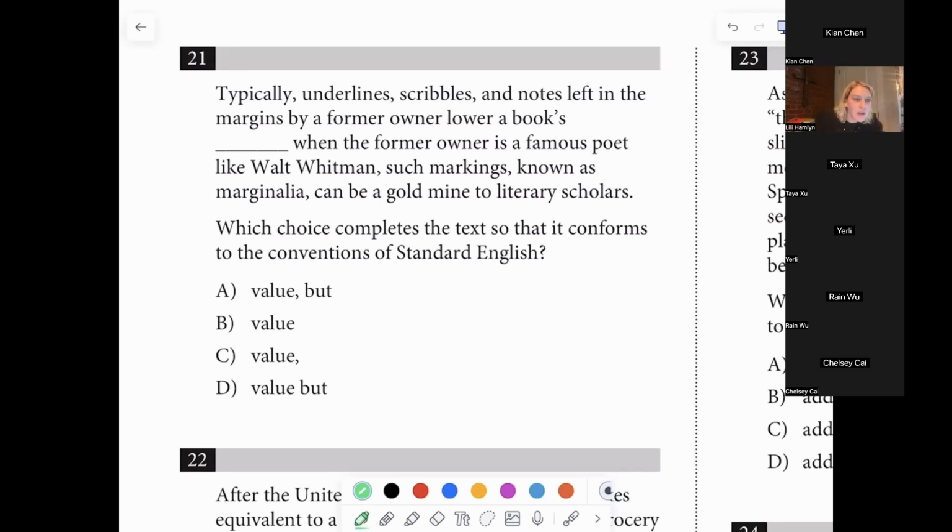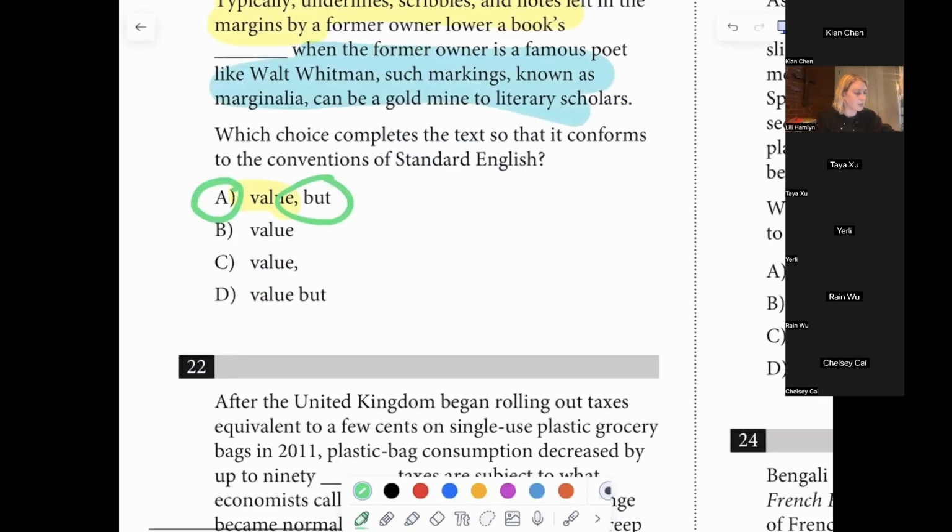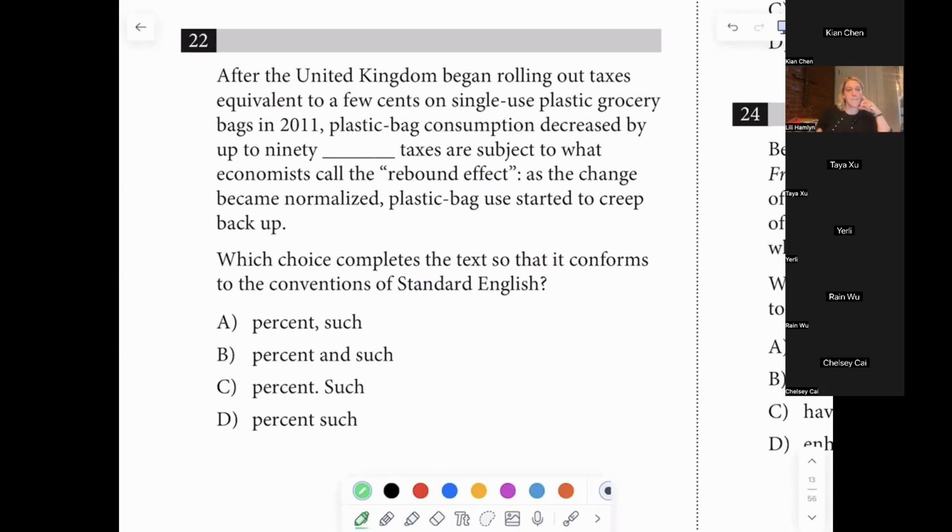All right, is this everyone's answers? I'm slightly confused because they're the same answer for both, but is this answers for 21? I'm just going to assume that they are because you all look right. Okay, perfect. Yeah, it's A. So here we've got an independent clause, and then another independent clause. So we're using a comma but to separate them. All right, 22.